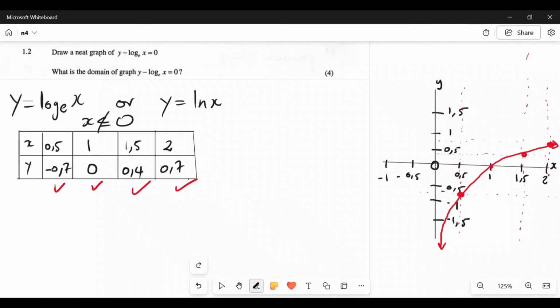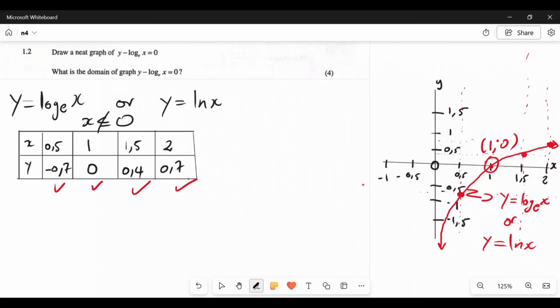So if it so happens that you did not write these points here, you can always do this. Make sure that you show the intercept 1, 0. This intercept here is very, very important. And another thing, do not forget to name the graph. So let's name it y equals log base e of x, or you can name it y equals ln x, because these are one and the same graph.